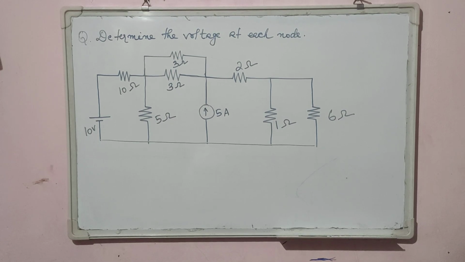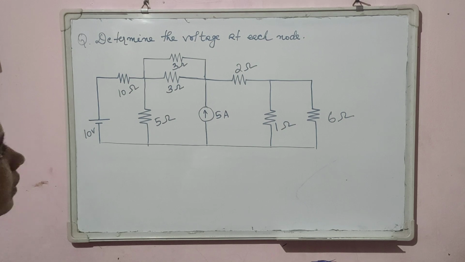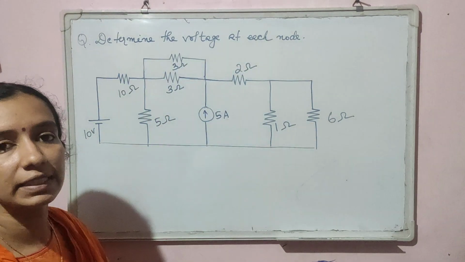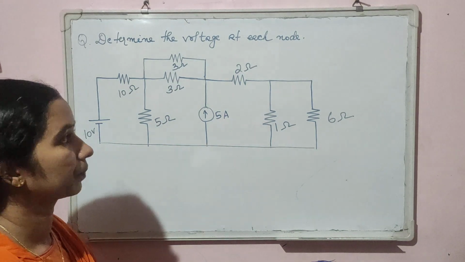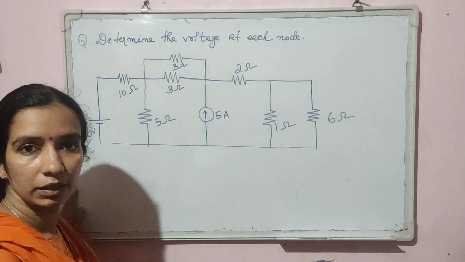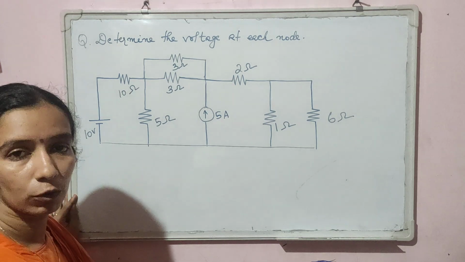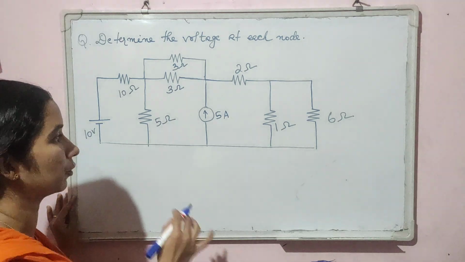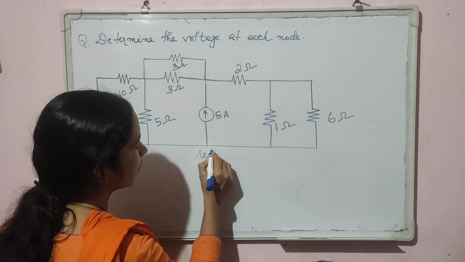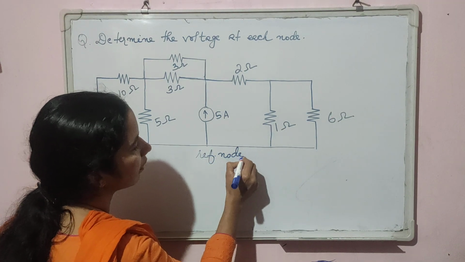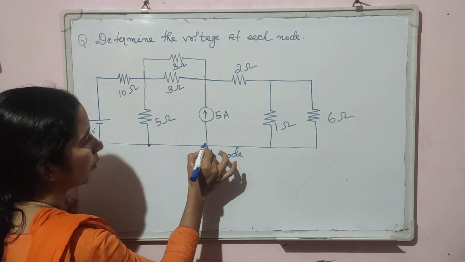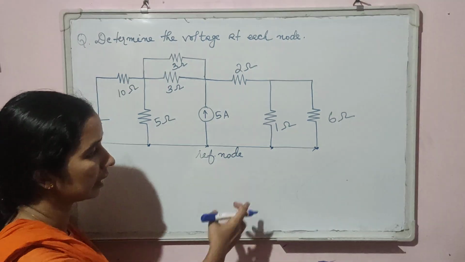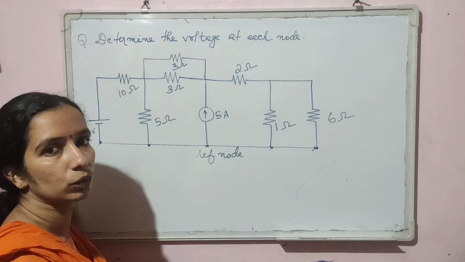Let us solve one more question on node analysis. We have a circuit, and we have to calculate the voltage at each node of this circuit. So this is our circuit, and our procedure is, first of all, assign 0 voltage to the reference node. This will be our reference node, and its voltage will be 0. That means this point, this point, this point, this point, and this point together is the reference node, and it will have a voltage 0.